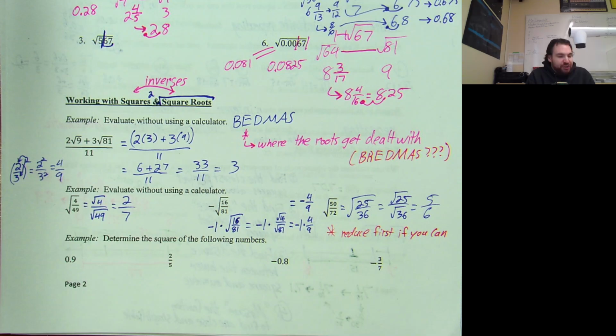If I ask you for the square root of something, you're finding numbers that multiply together to give you the number I gave you. If I say determine the square of the following numbers, you're just going to take the numbers and multiply them together. So this one should be relatively easy.